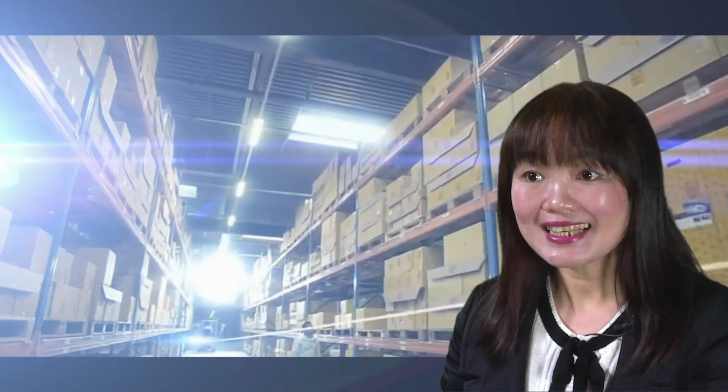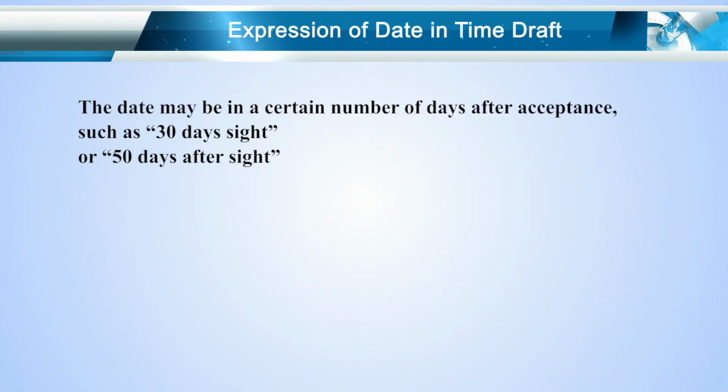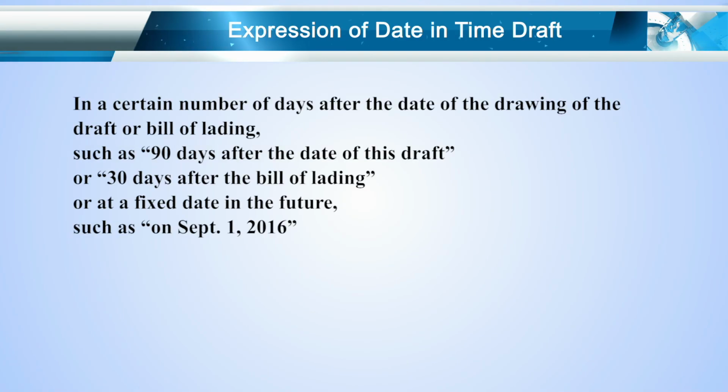Time draft, also known as usance draft, are payable at a future date or determinable date. The date may be in a certain number of days after acceptance, such as 30 days sight or 50 days after sight. In a certain number of days after the date of the drawing of the draft or bill of lading, such as 90 days after the date of this draft or 30 days after the bill of lading, or at a fixed day in the future, such as on September 1st, 2006.